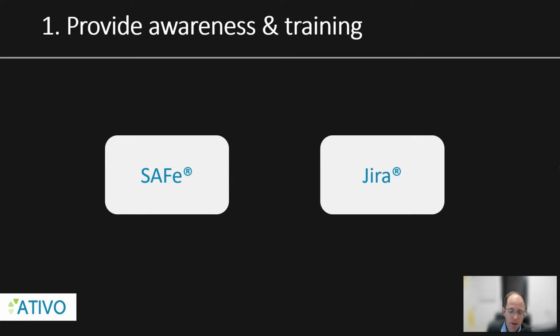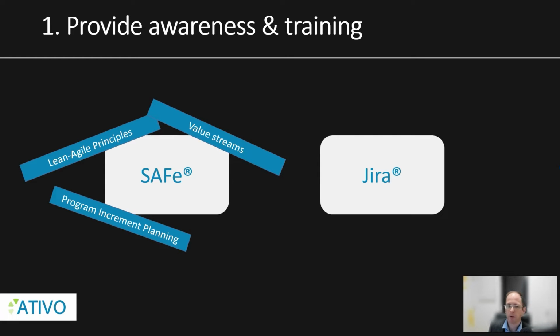Both are used by millions of persons and it's important that the business owners understand their role and the added values of SAFe and Jira. For SAFe, you will probably talk about the lean agile principles, about the value streams, and provide insights on the program increment planning and their role in this event.